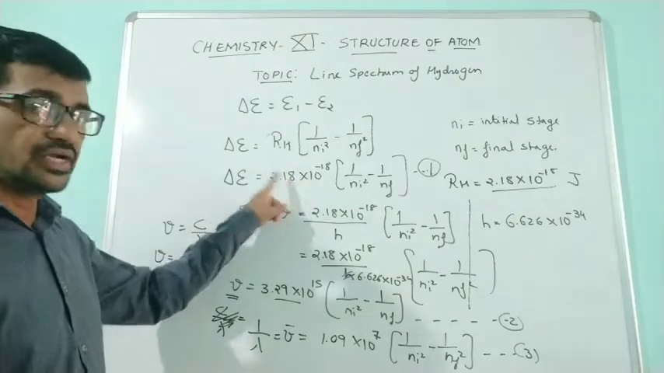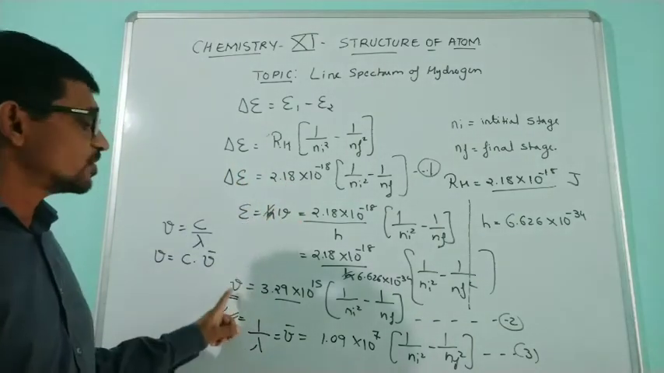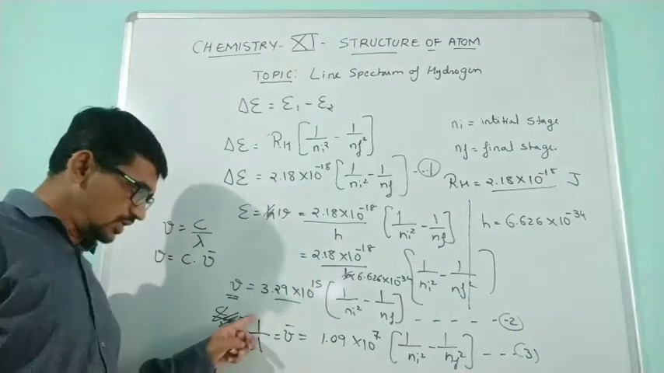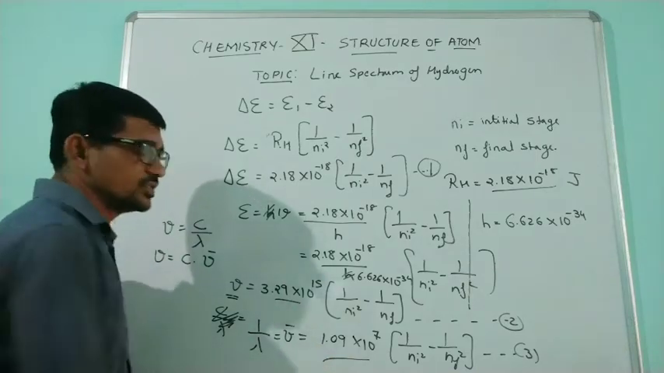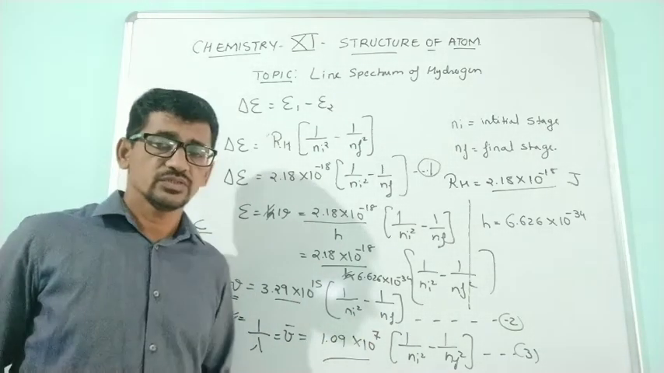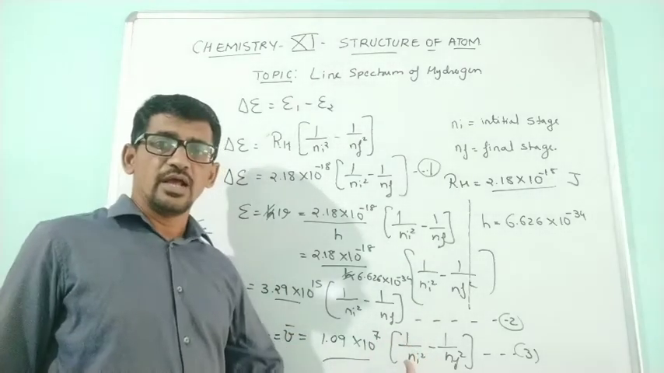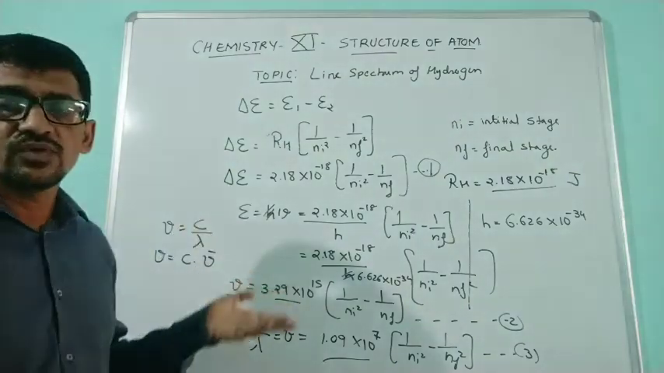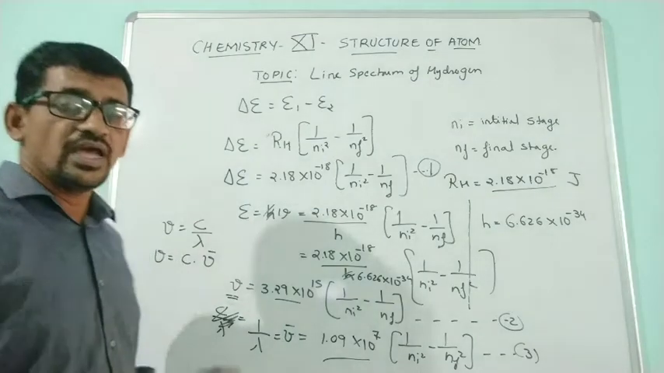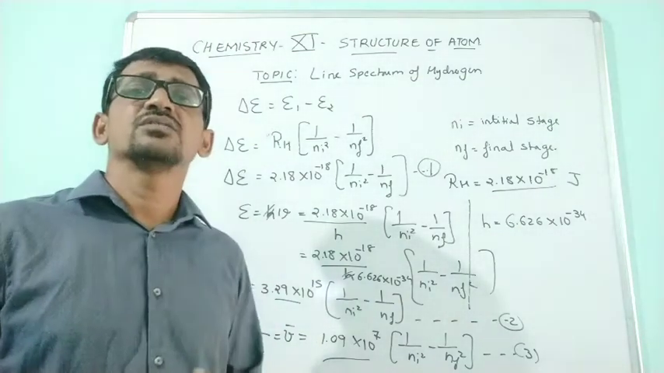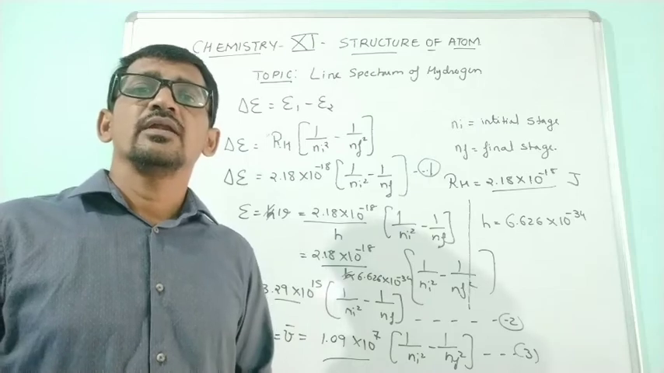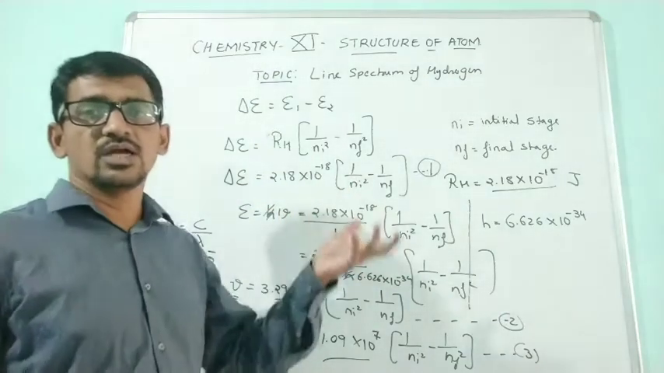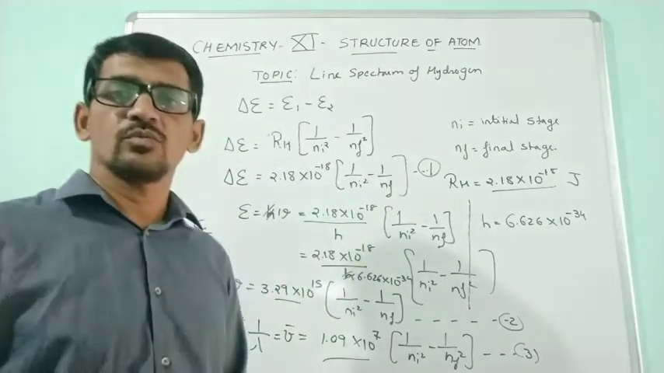If energy is there, then 2.18 into 10 raised to minus 18. If frequency is there, then 3.29 into 10 raised to 15. If wave number, 1 upon lambda, is there, then you have to remember 1.09 into 10 raised to 7, into the difference in the n numbers. From this you can find the energy as well as frequency, wave number, and wavelength. We will discuss a few sums related to this, to get the idea of what energy comes when an electron jumps from one orbital to another orbital.